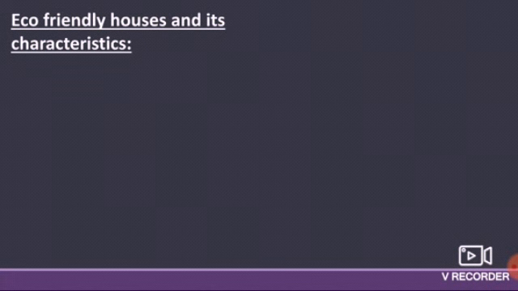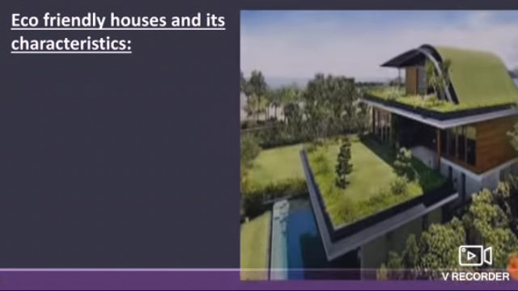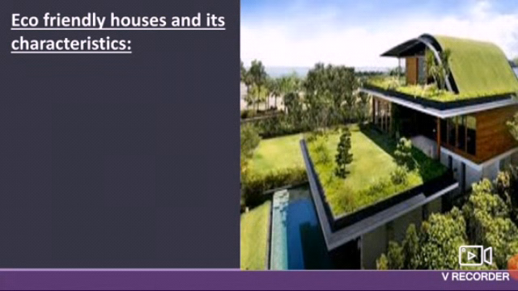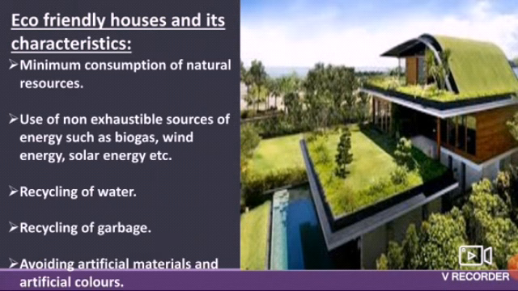Students, now let's learn about eco-friendly houses and their characteristics. See the eco-friendly houses. You will see the greenery. More greenery, more oxygen. So let's see the characteristics. Minimum consumption of natural resources, which means here we will not use much natural things like soil or water. Then use of non-exhaustible sources of energy such as biogas, wind energy and solar energy.